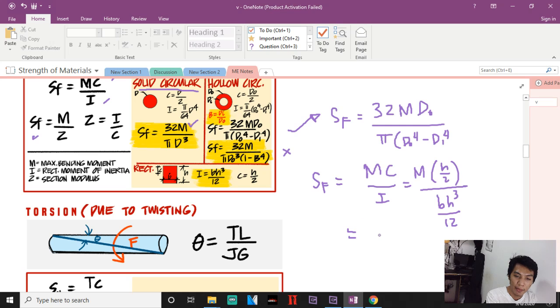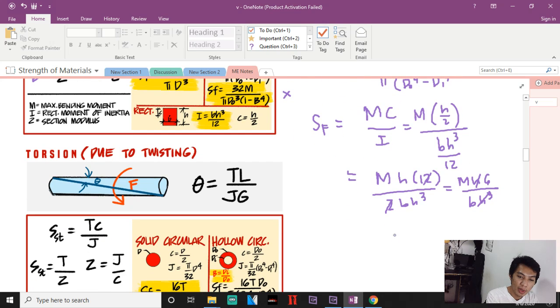Further simplifying, M, 2, 3, H times 12, kasi kunin natin reciprocal. Tapos 2, BH cube. Cancel natin to. This will be M, H, 6 over BH cube. May maka-cancel to. Okay? This will be finally 6M over BH squared. That is for your flexural stress ng rectangle.